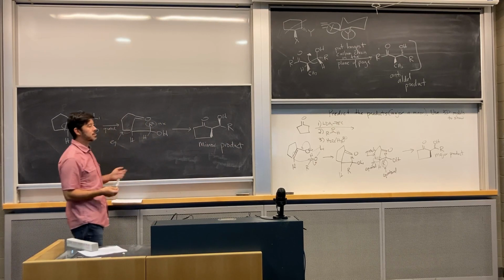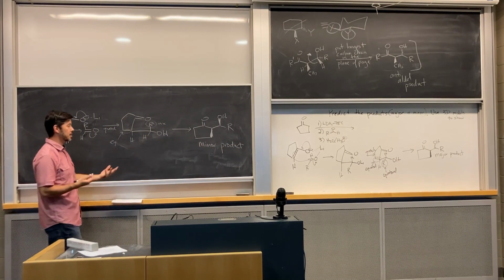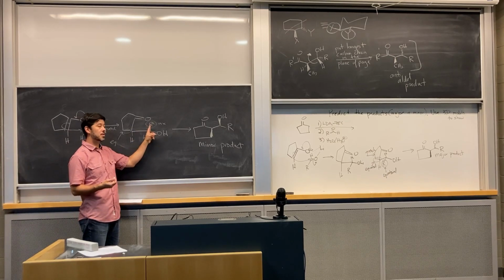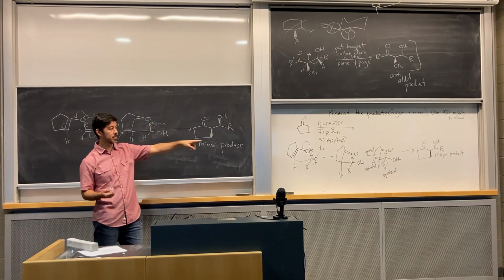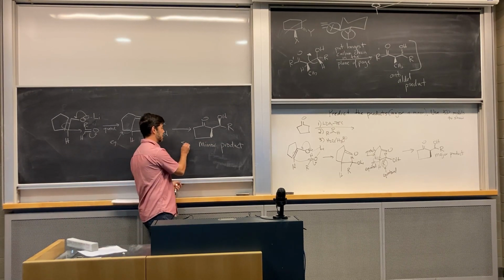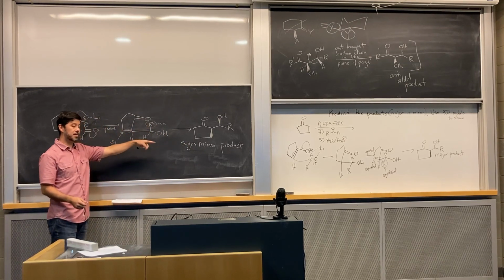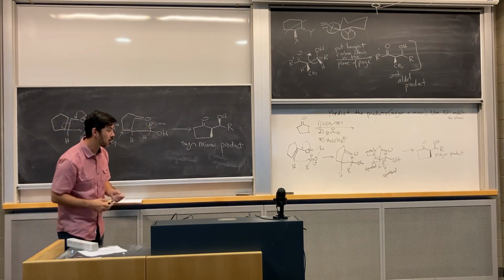I don't know what the relative yields are. Really, that would depend on the R group, but you could imagine that a bigger, more bulky R group would be more inclined to generate the anti as a major product, whereas if this were much bigger, then the Syn minor product would be much, much smaller.